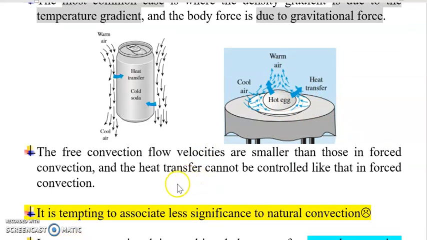The free convection flow velocities are smaller than those in forced convection, and heat transfer cannot be controlled like that in forced convection. In forced convection, you may be able to control the velocity of your fan or pump of the air, but not in natural convection.